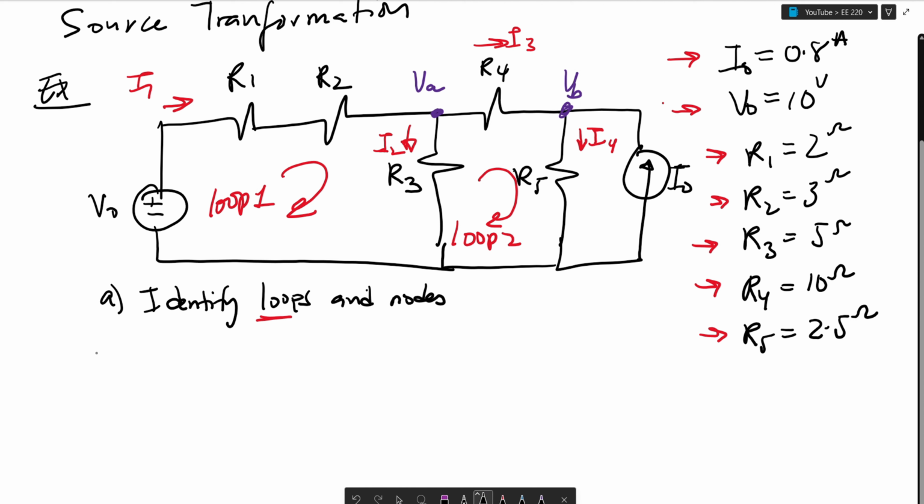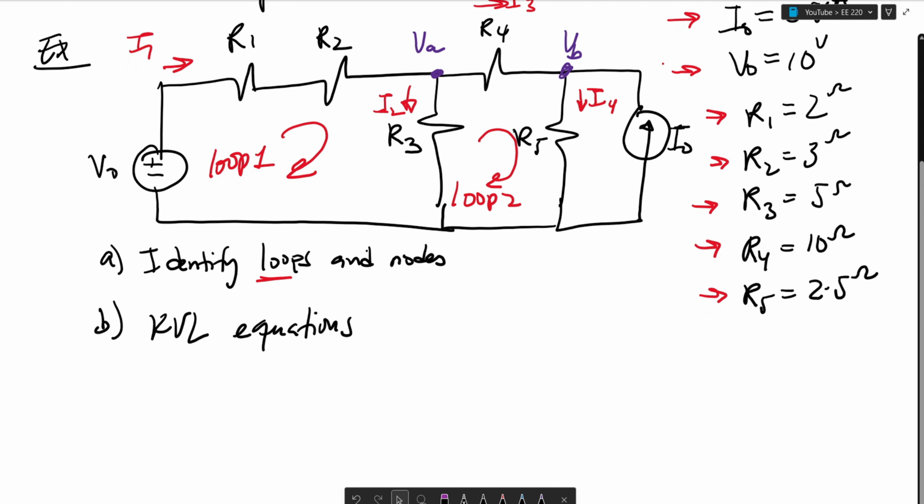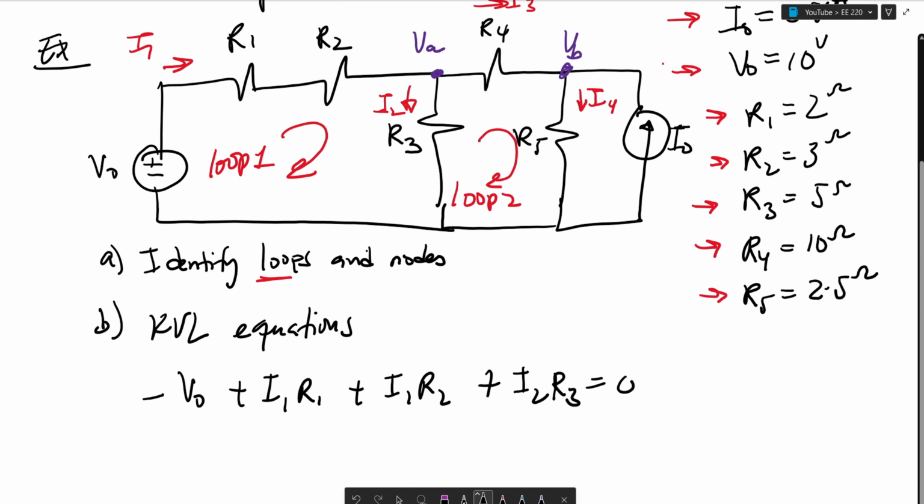For the second part, B, it tells us to write our KVL equations. And essentially we start here at V0 and we say minus V0, because again, you can think about it as loop 1 goes into the minus, and also I1 goes in through the minus. So we could say minus V0 plus I1 R1 plus I1 R2 plus I2 R3 is equal to 0. And this is at loop 1.